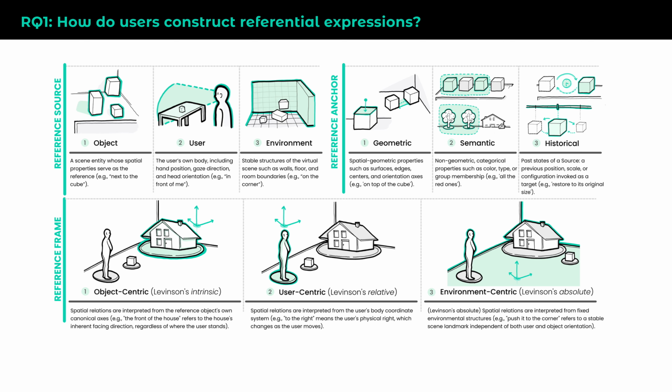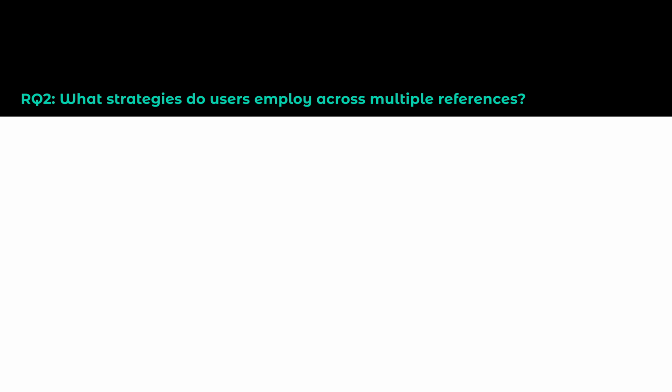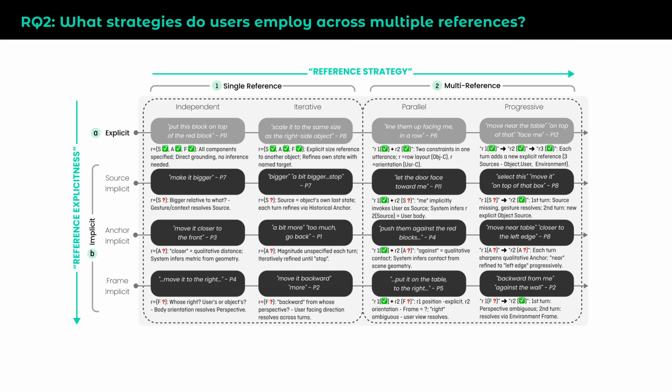From our findings, we formulate a framework of reference construction. Every spatial reference instruction consists of 3 components: a source, an anchor, and a frame. Sometimes one instruction involves multiple or implicit references. Thus, we map out a design space of reference compositional strategies organized along complexity and explicitness.